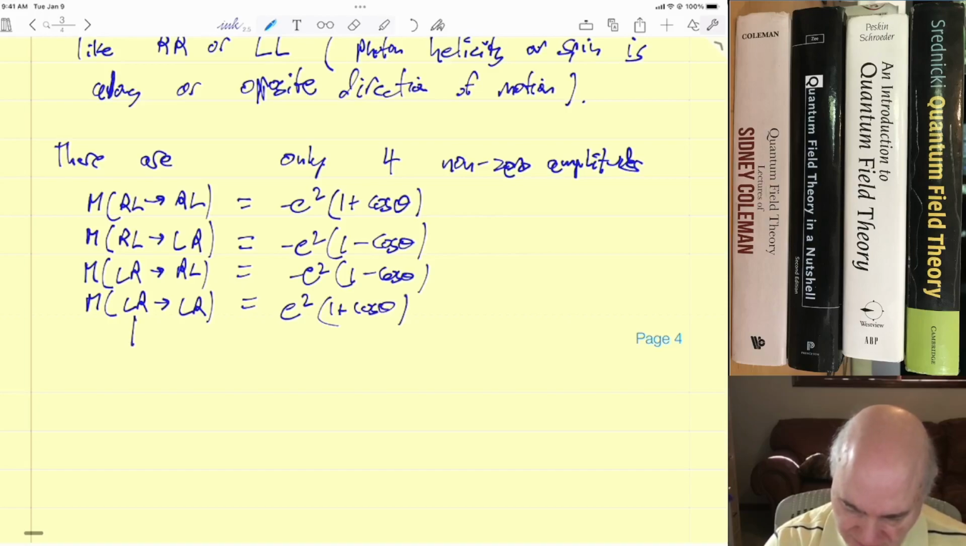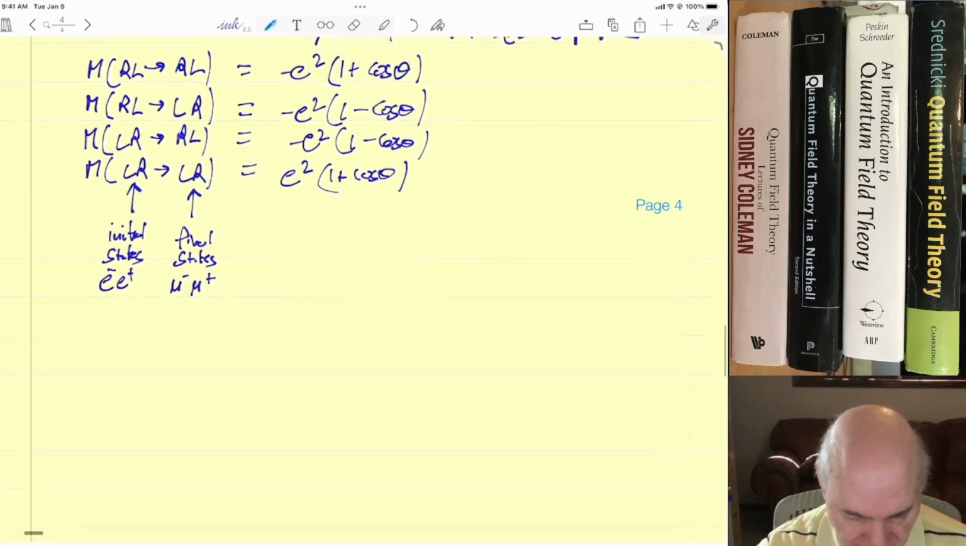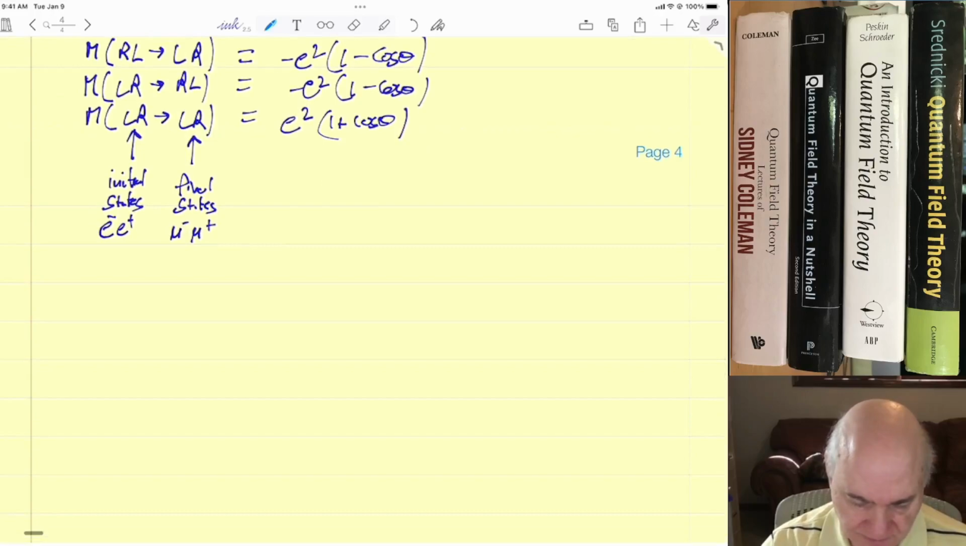Again, these are the initial states, e minus, e plus. These are the final states, mu minus, mu plus. Now, even if we don't measure the polarizations, the final states are distinguishable.